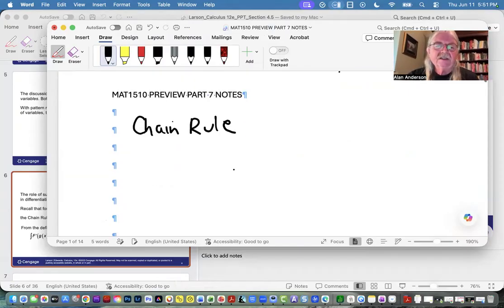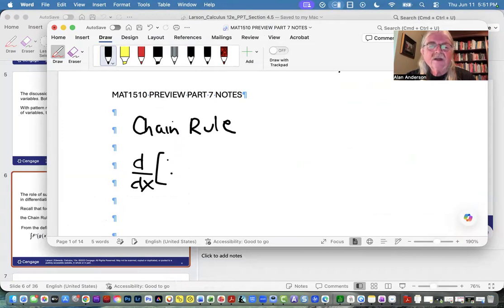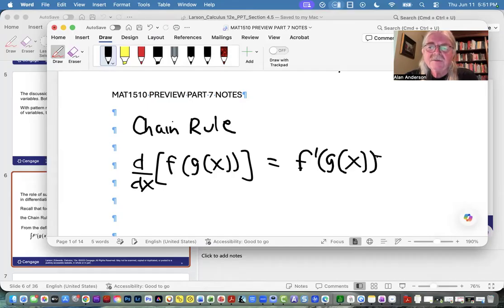Okay, so it looks like this. And by the way, there's more than one way of writing it, of course. That happens so often in calculus. If you write it as f of x and g of x, the derivative of this expression is f prime of g of x times g prime of x. And of course, the primes indicate a derivative.